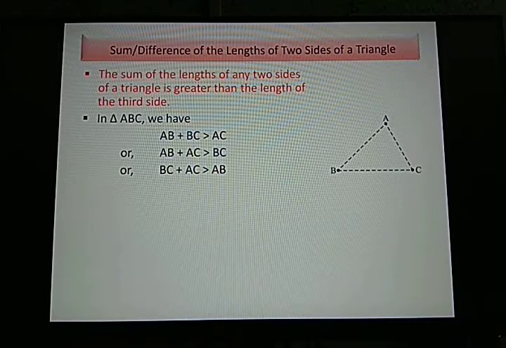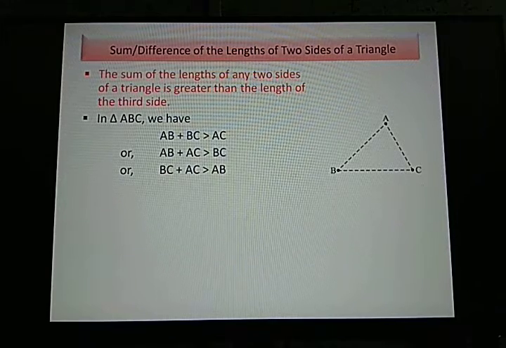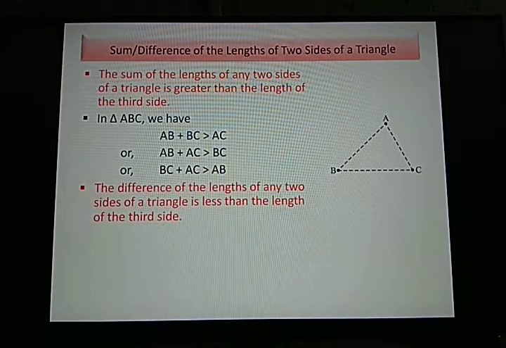Now this is, as I said, a universal truth, because if this criterion is not followed, then it is not possible to draw that triangle. Every triangle has to follow that: the sum of the lengths of any two sides of a triangle is greater than the third side. Similarly, if we take the difference of any two sides of a triangle, then that will be less than the length of the third side. It is just the opposite.